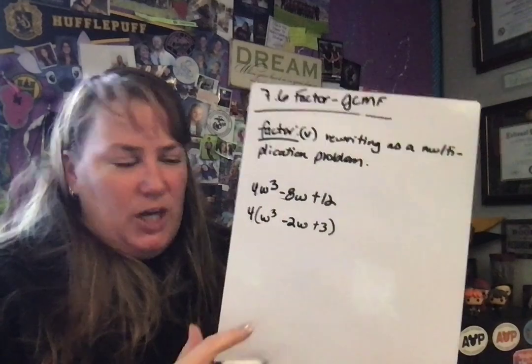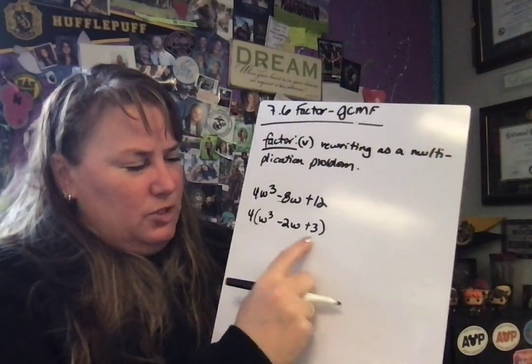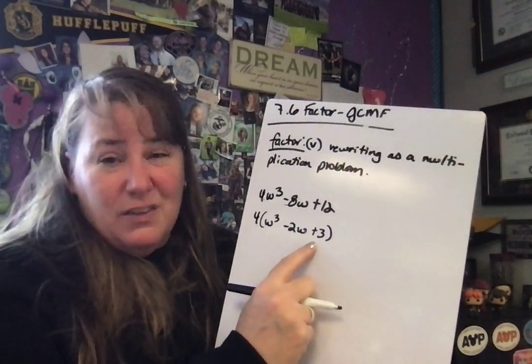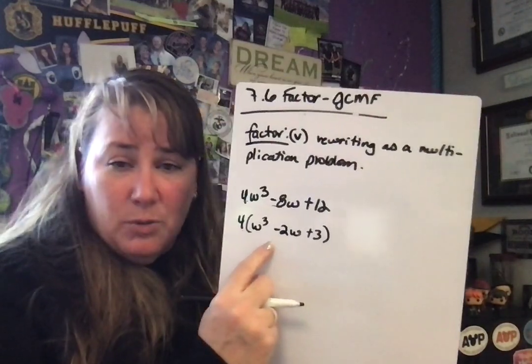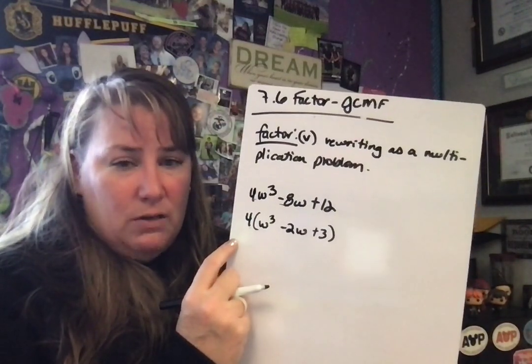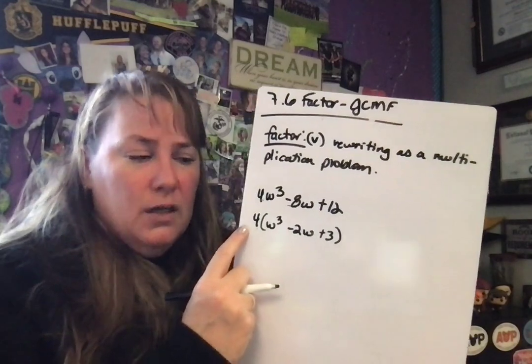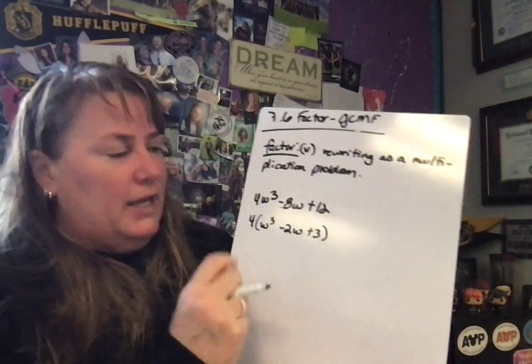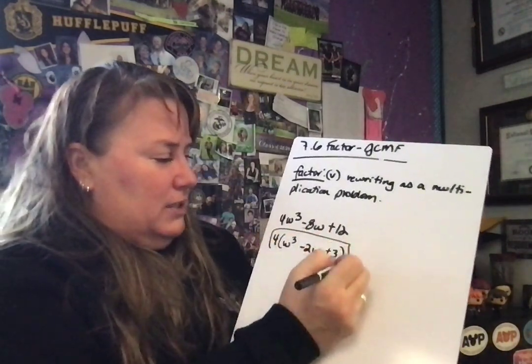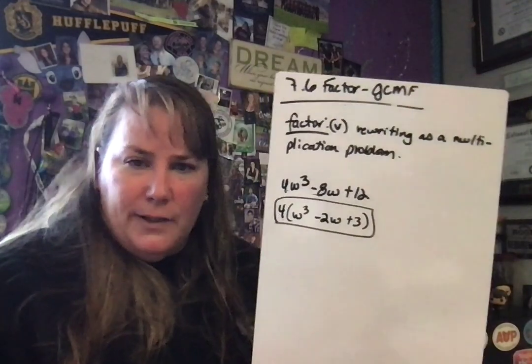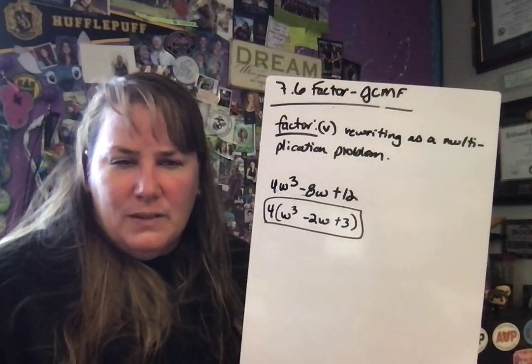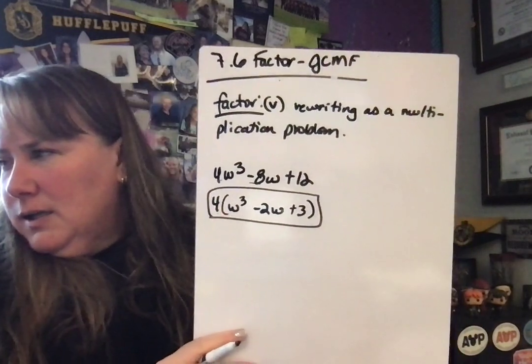An easy way of checking, I would check this factor right here. If there's no variables, then chances are I did pull out the greatest common factor. Doesn't mean it's always true. And of course, you could multiply it out just to check that you did it correct, but we did. Okay. Let's go.